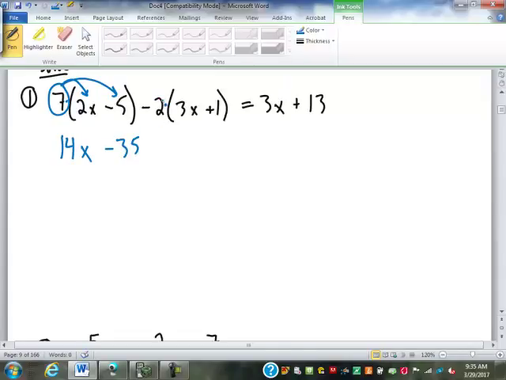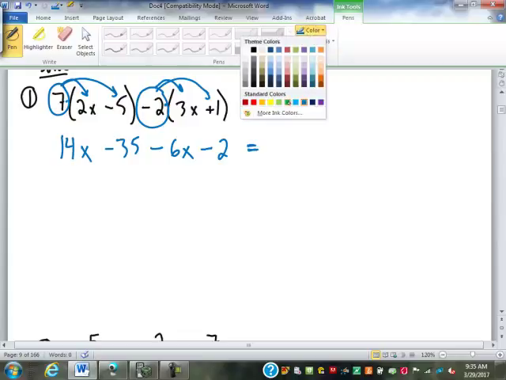Second parentheses is multiplied by negative 2. So negative 2 times 3x, negative 6x. And negative 2 times 1, negative 2. Now before we go to the right side, let's keep going on the left side here and see what we can still combine.